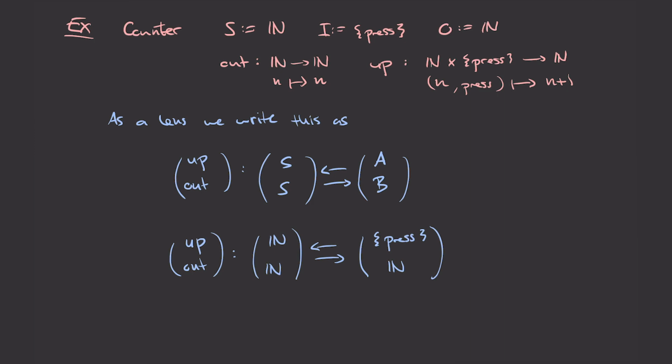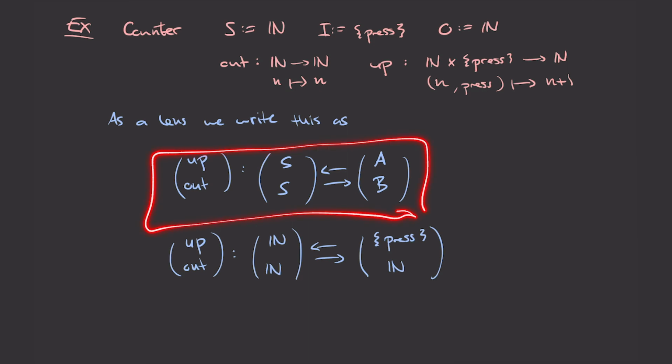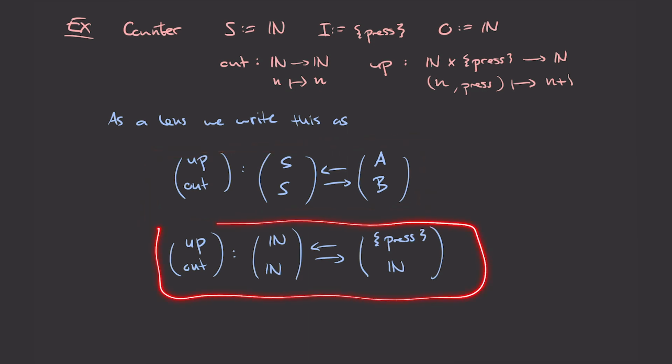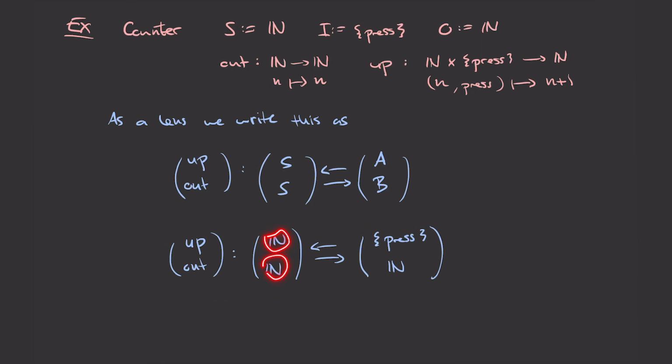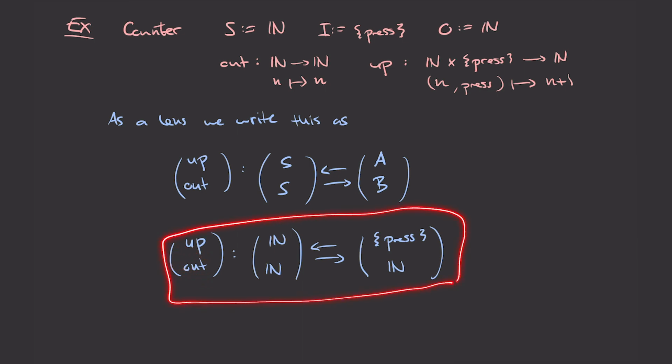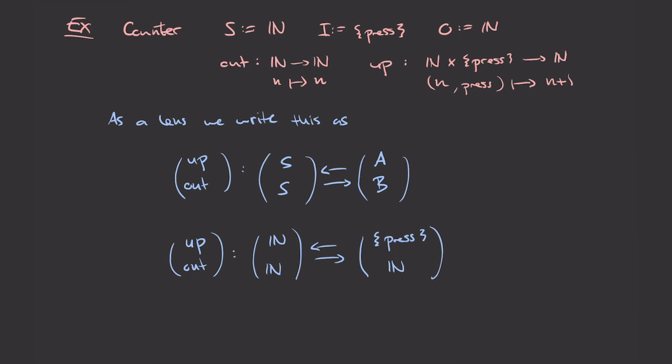So from now on, I'll be writing these AB Moore machines in this format here. And so if you see something like this, where these two sets are the same, and I've called the pass forward and pass back maps up and out, then you should be thinking that this will represent some type of dynamical system. Okay, so instead of presenting you with more examples, which would be quite easy to come up with, I just encourage you to think of your own examples and try writing them down in terms of an AB Moore machine and also in terms of a lens.